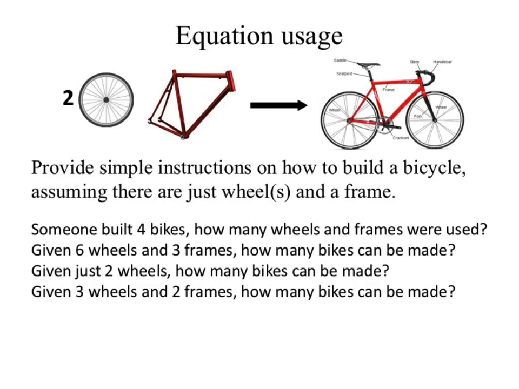But what if I scaled that up to 3,000 wheels and, sorry, not 2 frames, 2,000 frames? Well, now it becomes 1,500 bikes. Could I have 1,500 bikes? That becomes more reasonable. Okay?